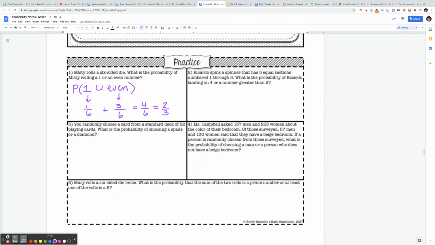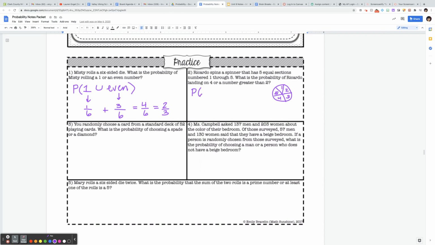Okay, so let's look at the second one here. So this says, Ricardo spins a spinner that has 5 equal sections numbered 1 through 5. So it probably looks something like this. Obviously, this is not very well drawn by Miss E, but that's essentially what it looks like, with the numbers 1, 2, 3, 4, and 5 in them. Okay, so we want to find the probability of him landing on a 4 or a number greater than 2.